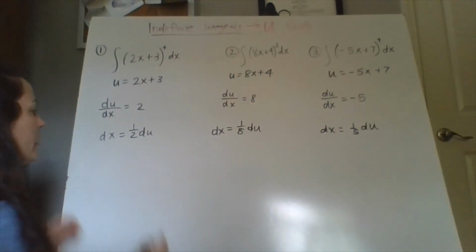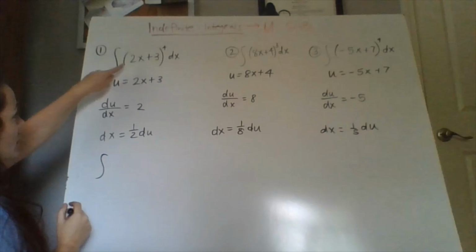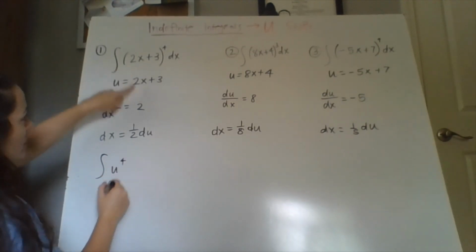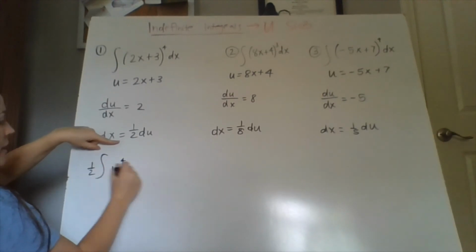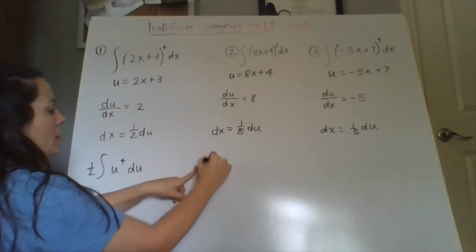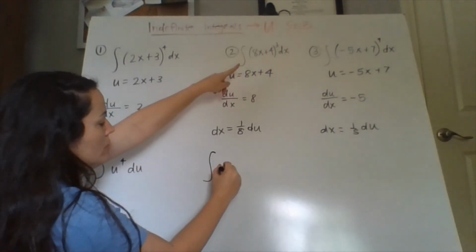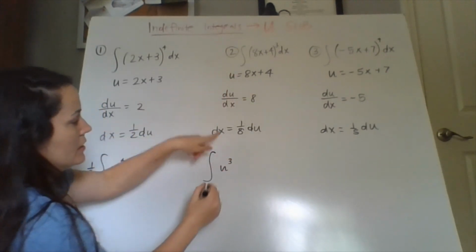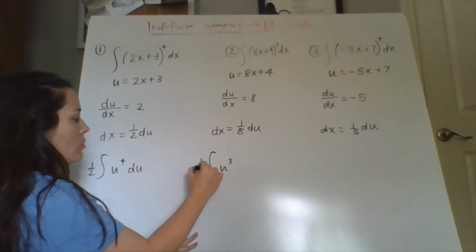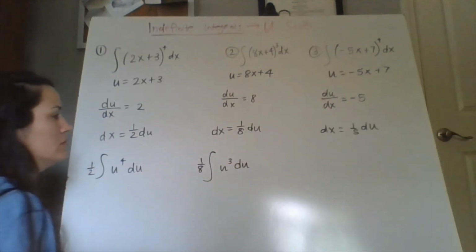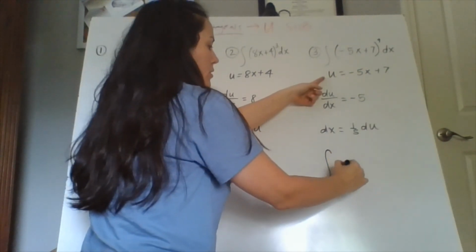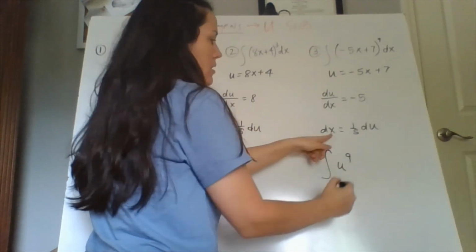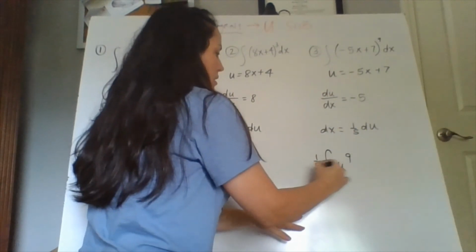Now I'm just going to put everything together. The integral of u to the 4th times 1/2 of du. 1/2 comes out, du stays in. The integral of u to the 3rd, dx is 1/8 of du. Integral of u to the 9th, dx is 1/5 times du.